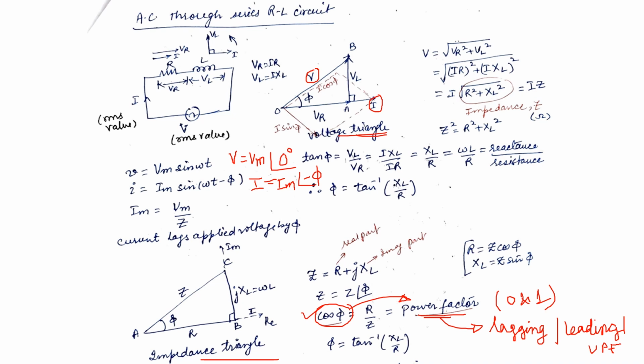Unity power factor will be obtained for a purely resistive circuit when both V and I are in phase. For this type of circuit, which is an RL circuit, we can clearly see that the current is lagging behind the voltage. So whatever power factor value we are getting, we'll be writing here the word lagging, right?